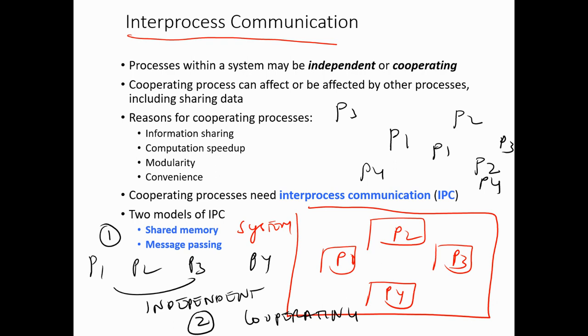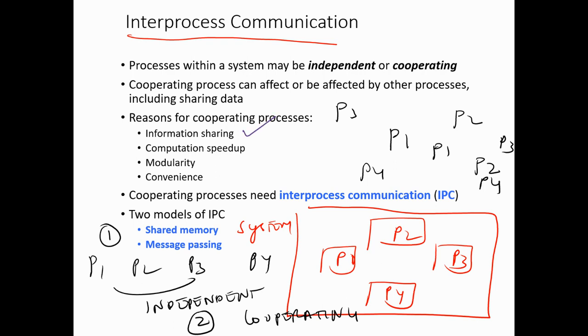So what is the main reason for cooperating processes? First, the information that each process has, in P1, P2, P3, P4, should be shared among the processes. That's going to be the major point, the sharing of information.